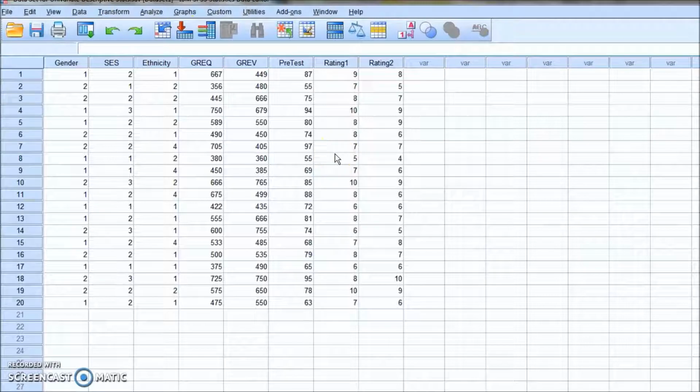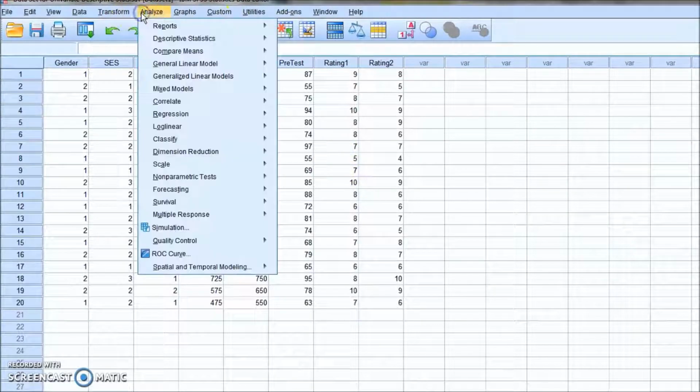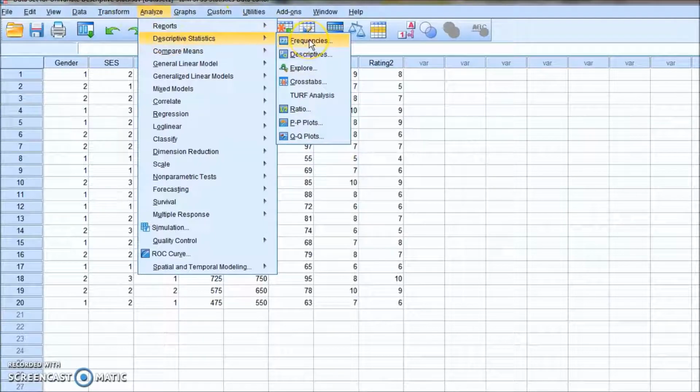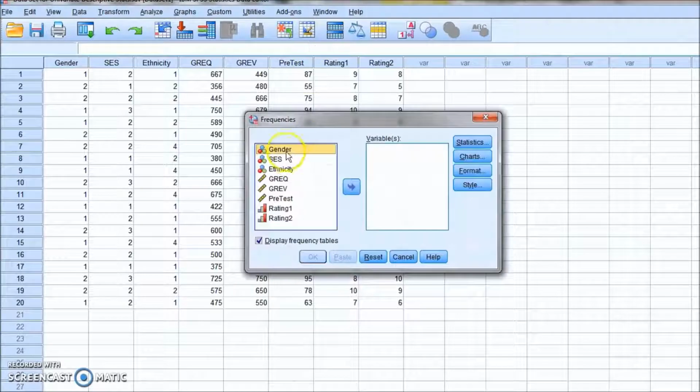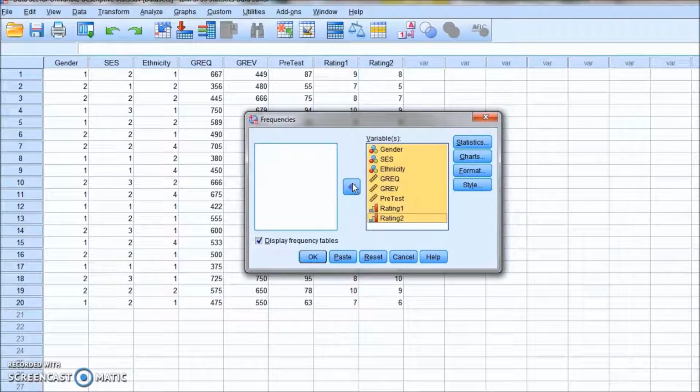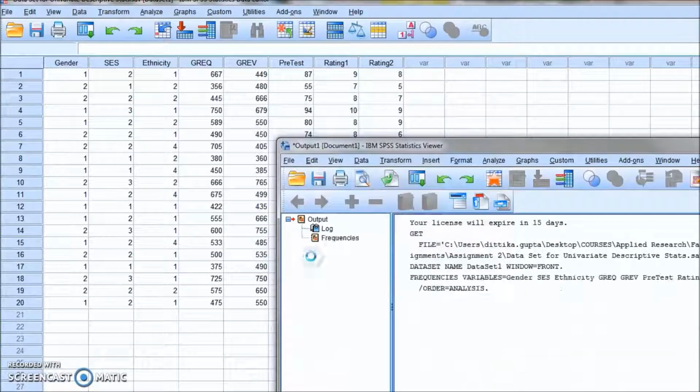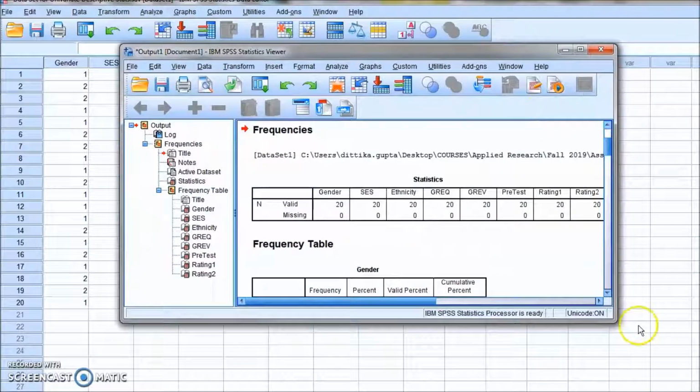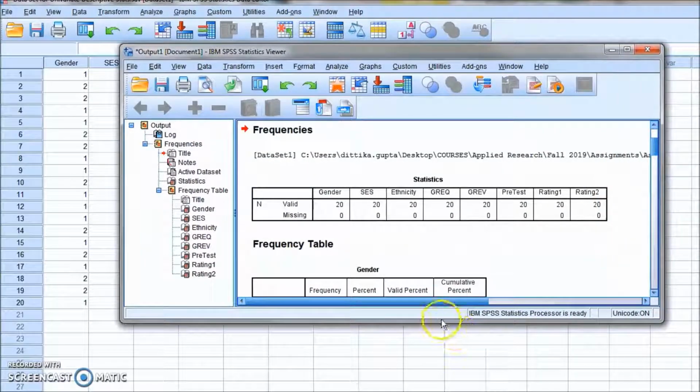So how do I do a frequency table? To do a frequency table, you go to Analyze, Descriptive, and Frequencies. You don't have to do this, but it is always good to know what you are doing. So I'm going to select all of my variables because I want to do it on all the variables. I am going to press OK. I can even do charts and statistics, but I'm just going to skip them because I want to just find out the frequency. This is where it opens up.